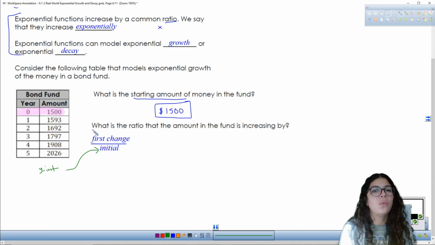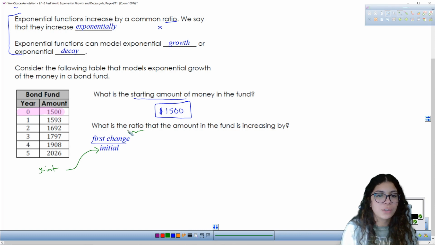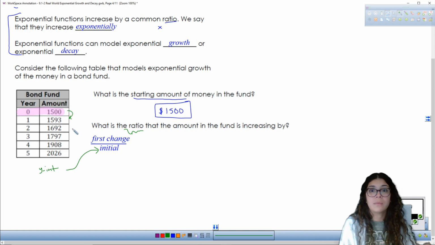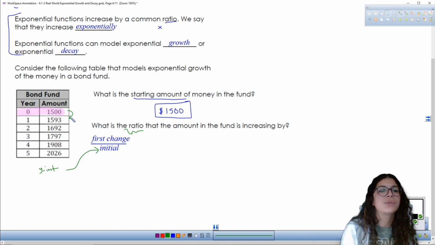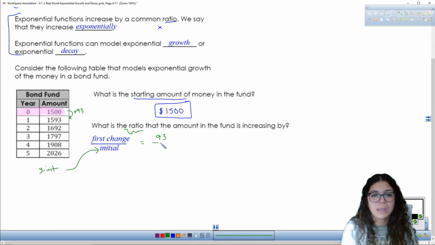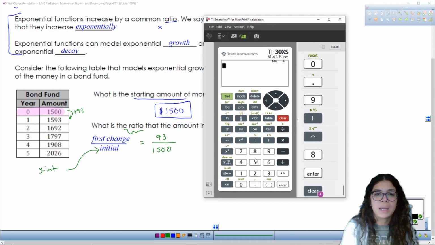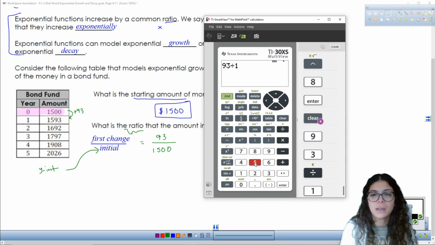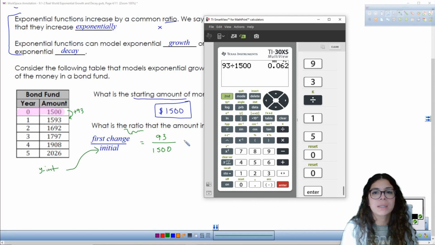The next question is asking us, what is the ratio or the rate that the amount of the fund is increasing by? Now, there's a very simple equation to find this, and it's right here, okay? The first change divided by whatever the initial amount is. So the first change is just whatever the change is from the initial year 0 to that first year. So that's a 93 change. So the first change would be 93, and then the initial amount is 1,500. So then I could just use my calculator and do 93 divided by 1,500, and we get 0.062.